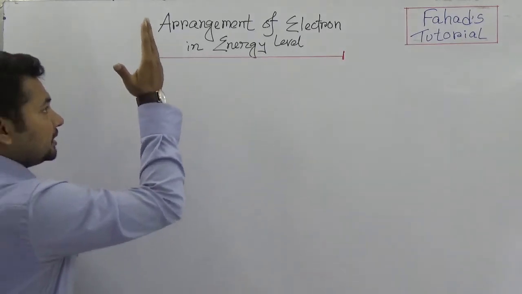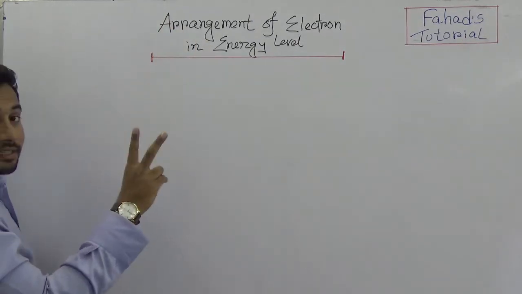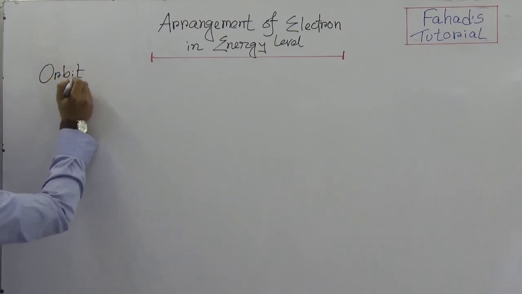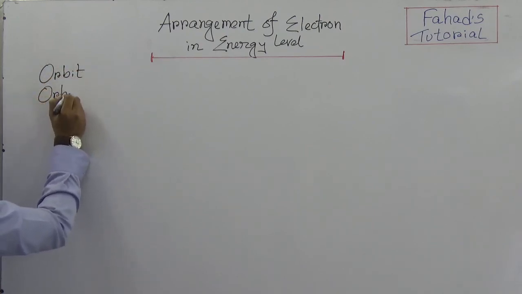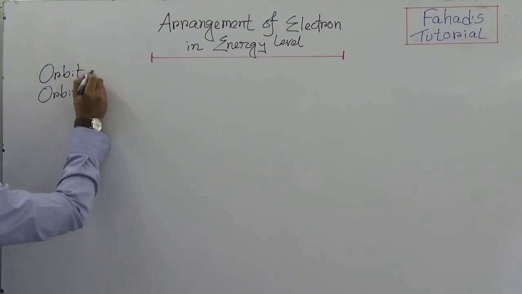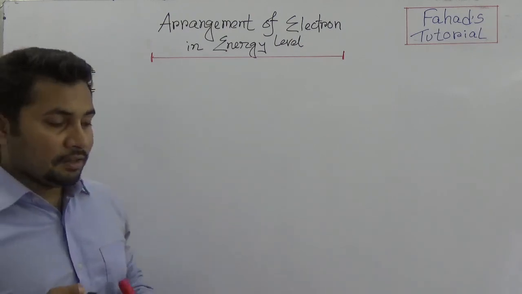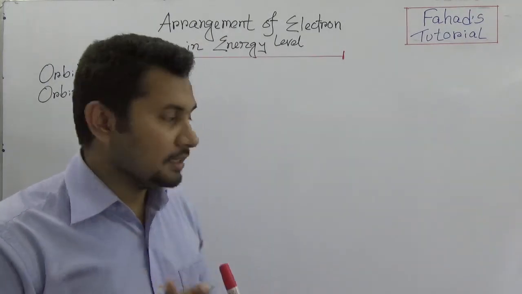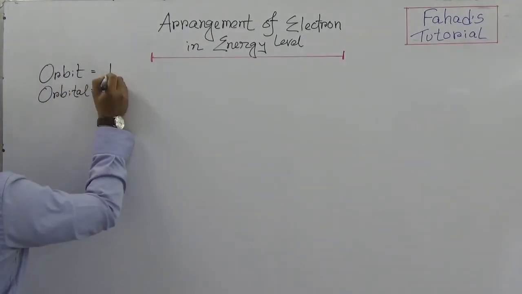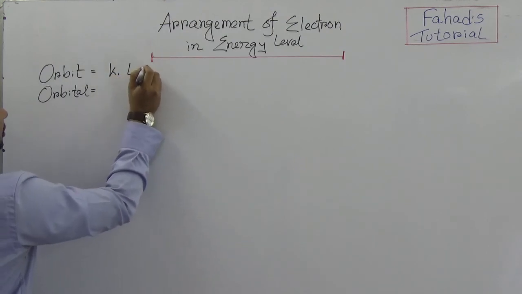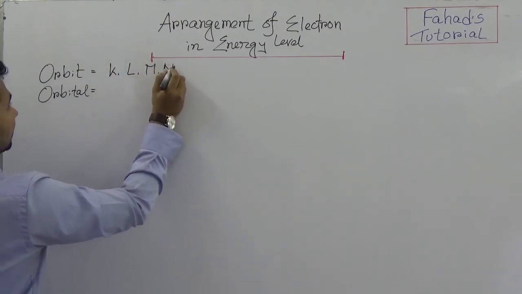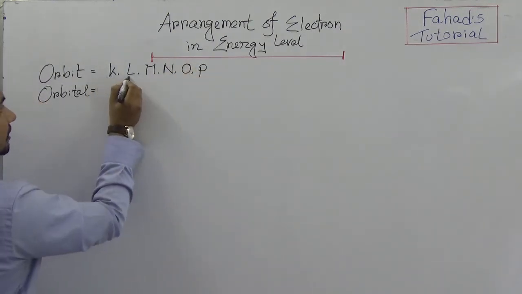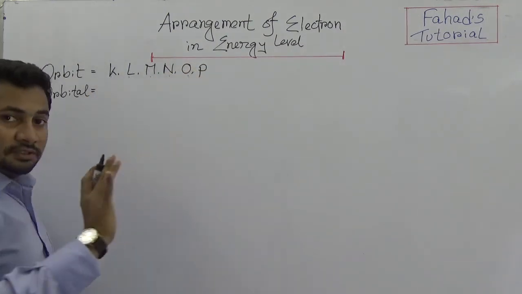Right now we need to understand two important things: orbit, and one more thing, orbital. From Bohr's model we have orbits like K shell, L shell, M shell, N shell, O shell, P shell, like n equals 1, 2, 3, 4, 5, 6. So you know it well.